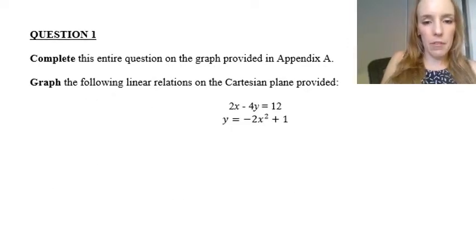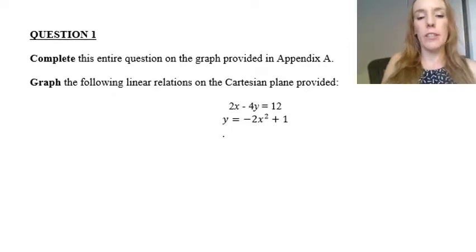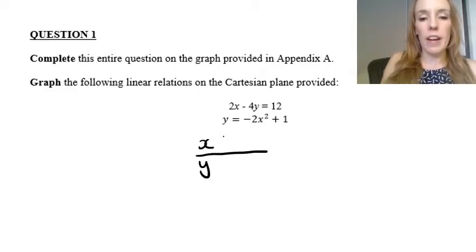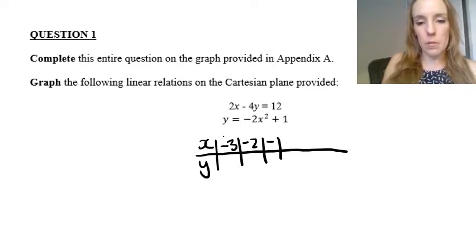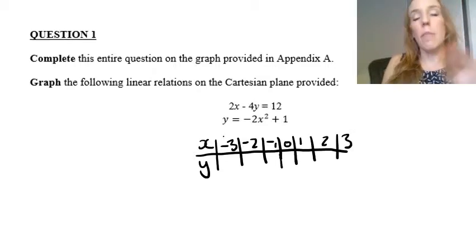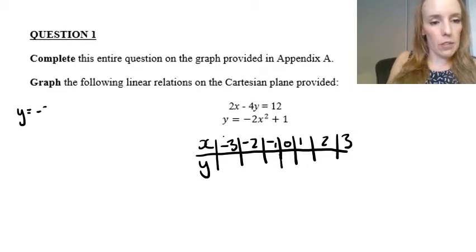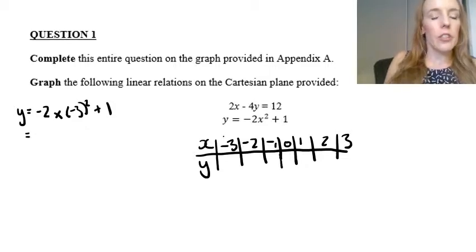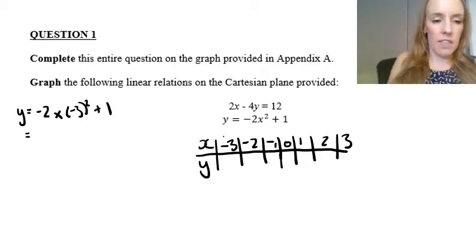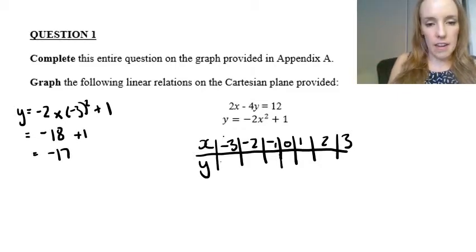So our second one, we've got y equals negative 2x squared plus 1. So we can tell already, because of our formula there, this is going to be a parabola. So we're going to fill in our values, negative 3, negative 2, negative 1, 0, 1, 2, 3. And then we're just going to substitute in those values of x to find y. So first one, y equals negative 2 times negative 3 squared plus 1. So negative 2 times 9 is going to give me negative 18 plus 1, and that's negative 17.